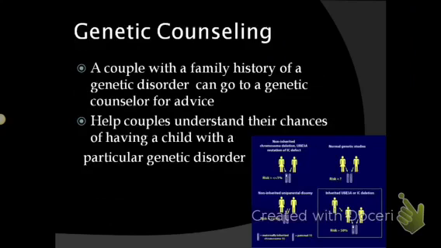Genetic counseling. If you have a genetic disorder that runs in your family, you might want to go through genetic counseling. And again, we're going to talk about that with the cystic fibrosis case study that we're going to be doing in class. A couple with a family history of genetic disorder can go to a genetic counselor for advice. The genetic counselor is going to look at their family. They're going to use Punnett squares and a pedigree chart to determine the risk for these two people, and what their chances are of having a child with a genetic disorder that may run in their family.